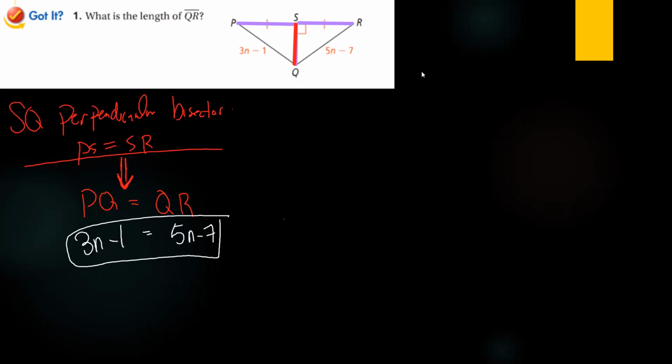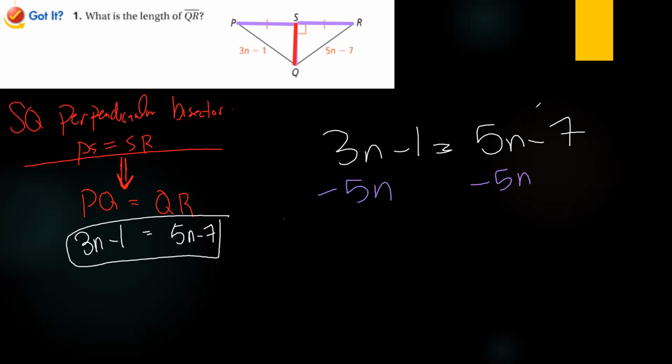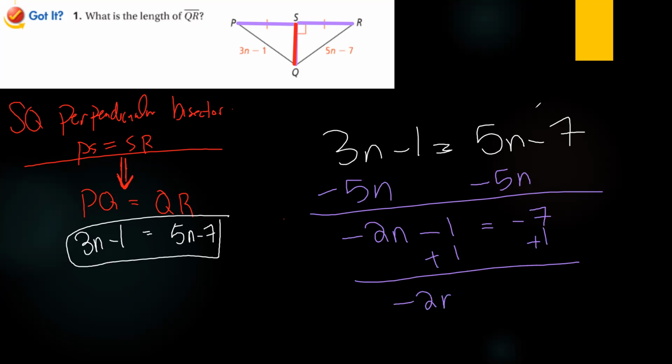So 3n minus 1, 5n and minus 7. They are equal. So let's subtract 5n from both sides. So negative 2n minus 1 equals negative 7. Add 1 to both sides. So negative 2n is negative 6. So n will be 3.